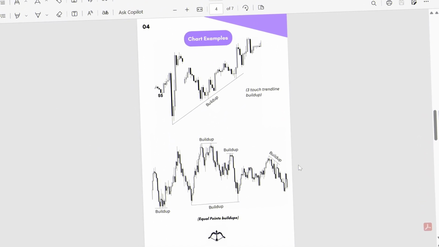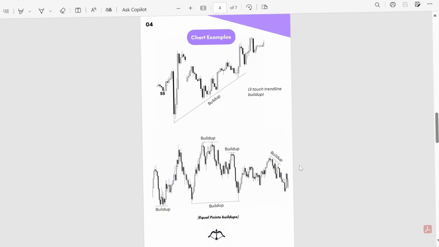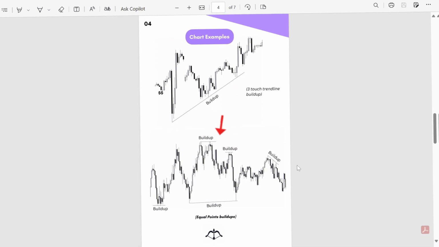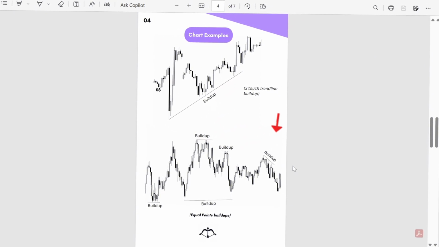A practical chart example of these two types of liquidity is shown. In the first schematic, we have three touches that form a trendline buildup, and in the below schematic, there are equal highs and equal lows buildups denoting support and resistances.